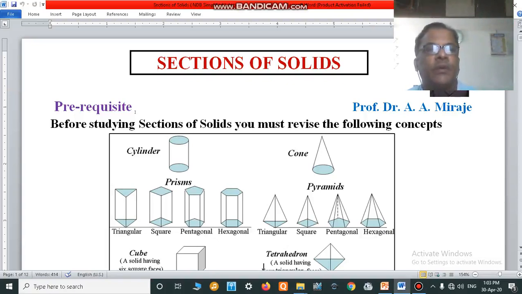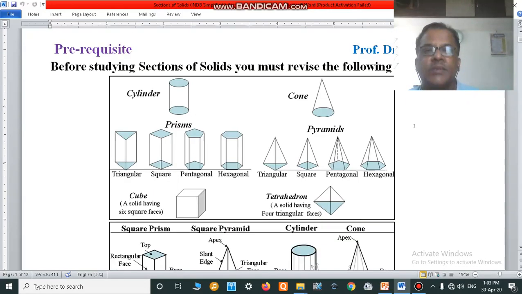Now, the prerequisite for this section of solids is that before studying the section of solids, you must revise the following concepts. The different types of solids, just like prisms. The different prisms we have already studied: triangular prism, square prism, pentagonal prism, hexagonal prism. Similarly, triangular pyramid, square pyramid, pentagonal pyramid, hexagonal pyramid. Again, we have studied the cube and polyhedra also.